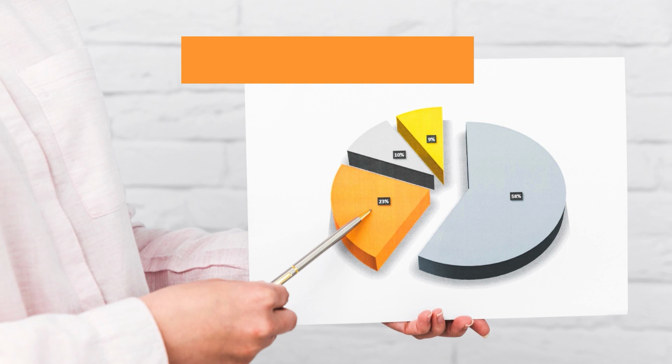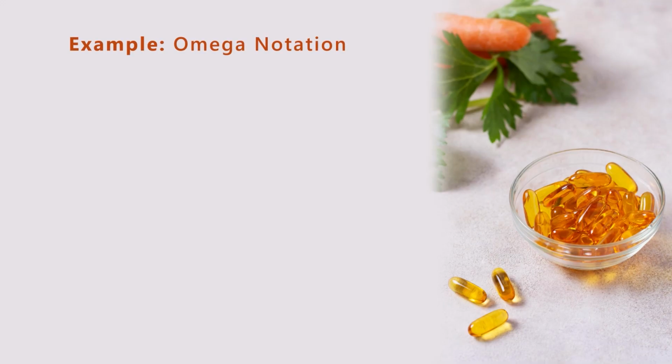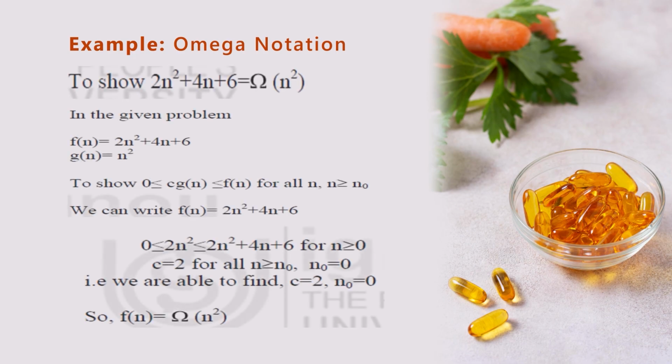So, this is the graphical representation of omega notation. Fn has a lower bound, that is the lower bound c times gn, and after n greater than n naught, Fn must be greater than c1 into gn. So, I have taken one example, 2n square plus 4n plus 6 is omega of n square. So, Fn is 2n square plus 4n plus 6 and gn equals n square.